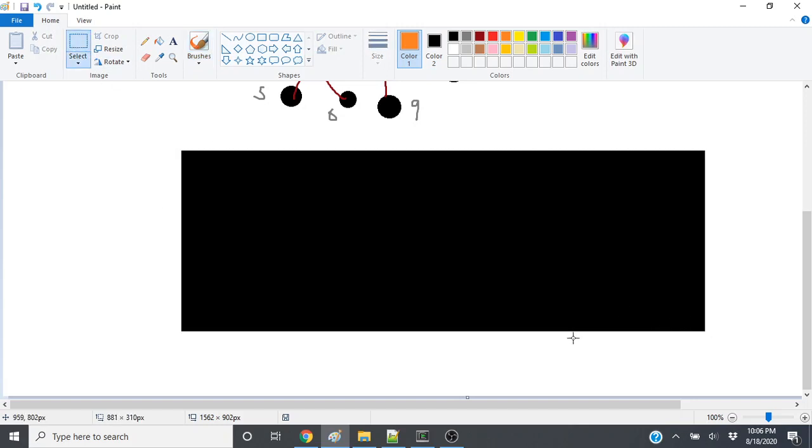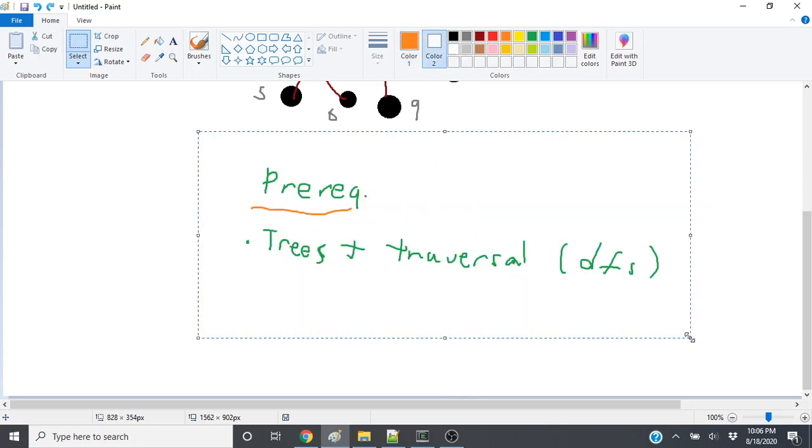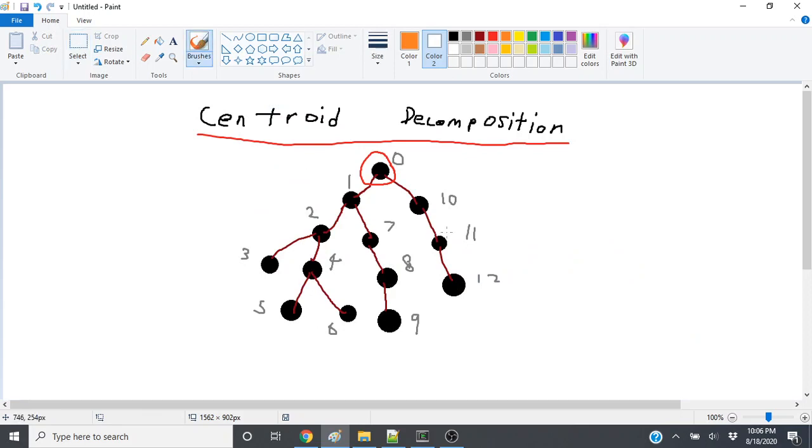So let's move on to how we solve this. Okay, so slight blooper there. All right. Now, let's start by thinking about the problem in a different way. Let's say we do root the tree at 0. Now we're going to find for each vertex, let's say we're looking at this one.